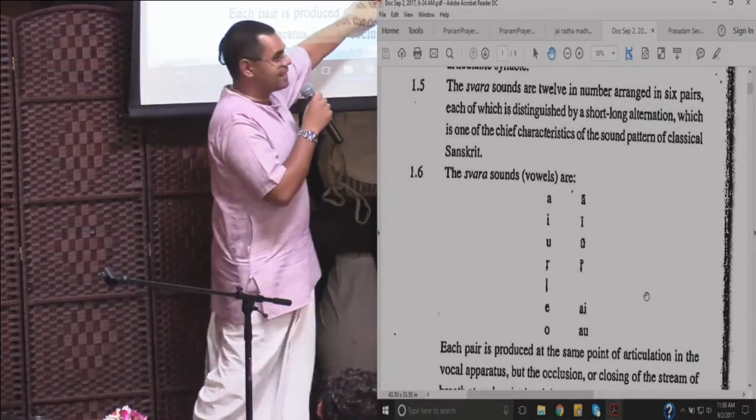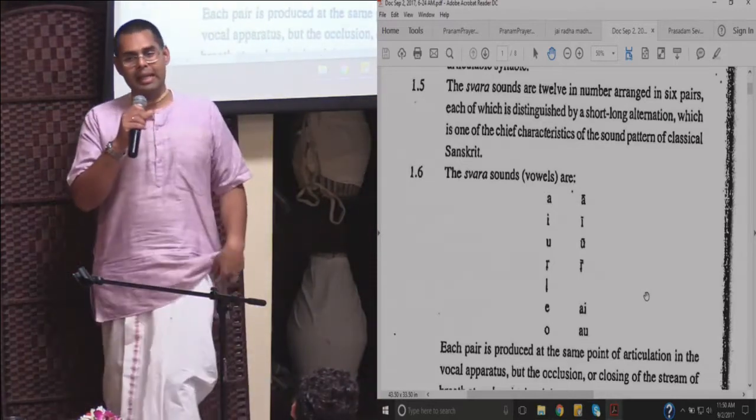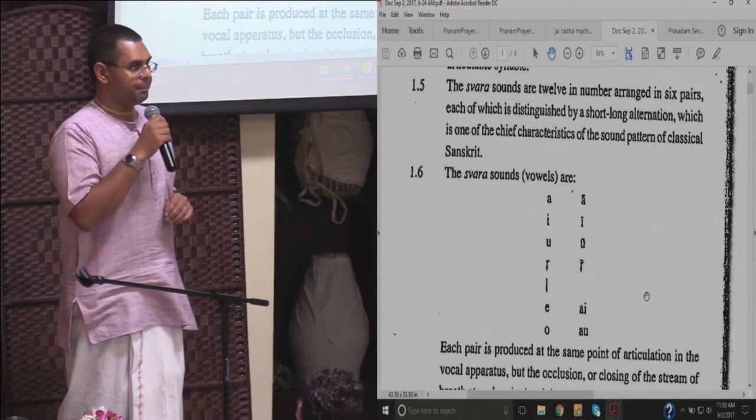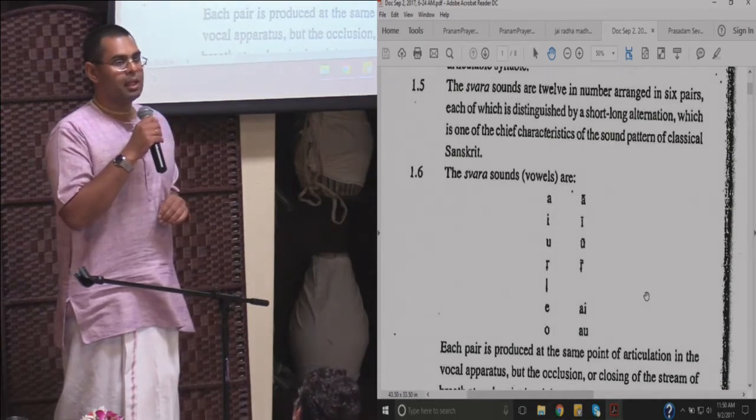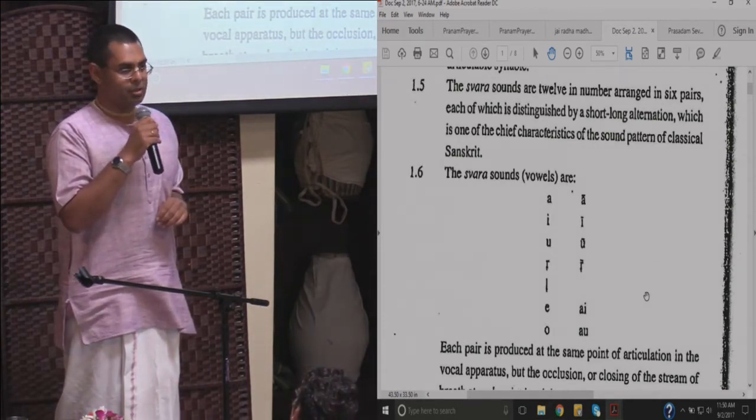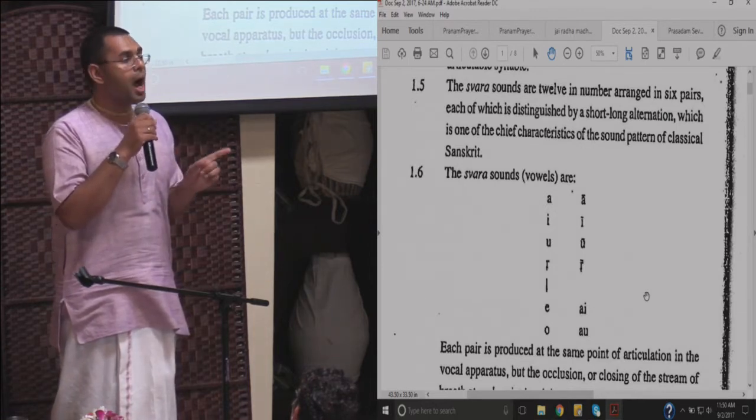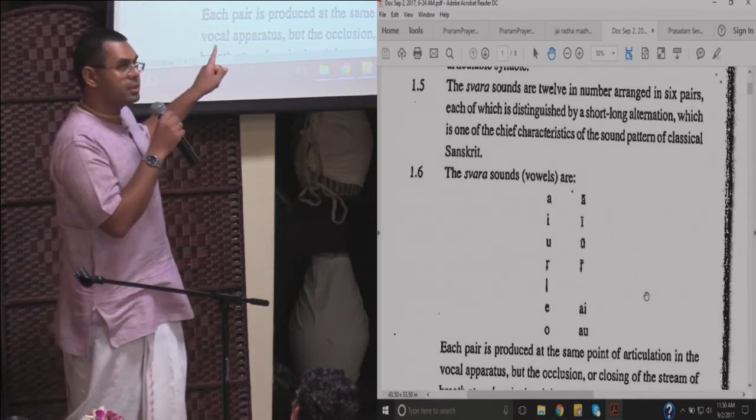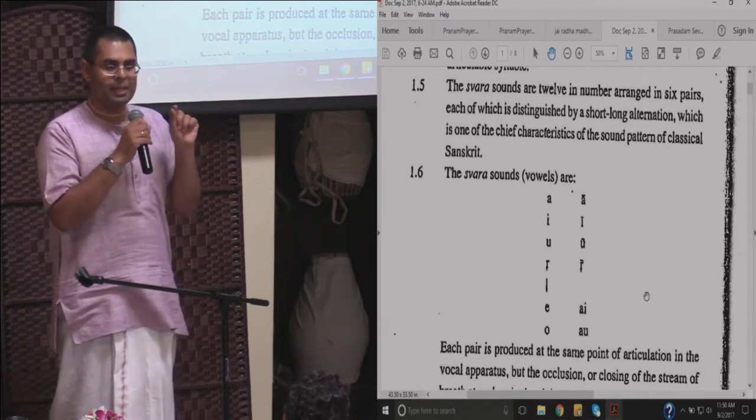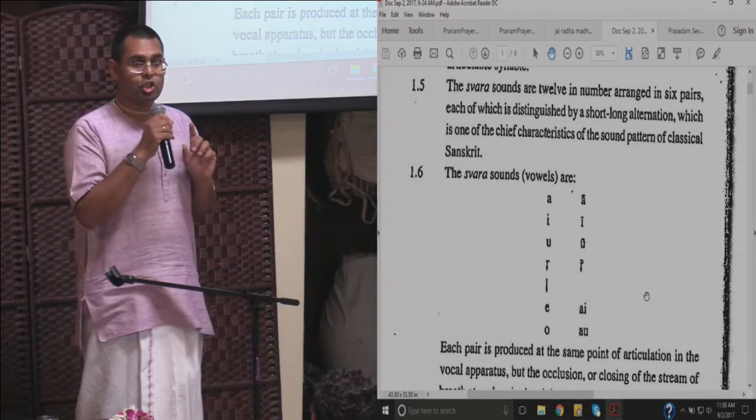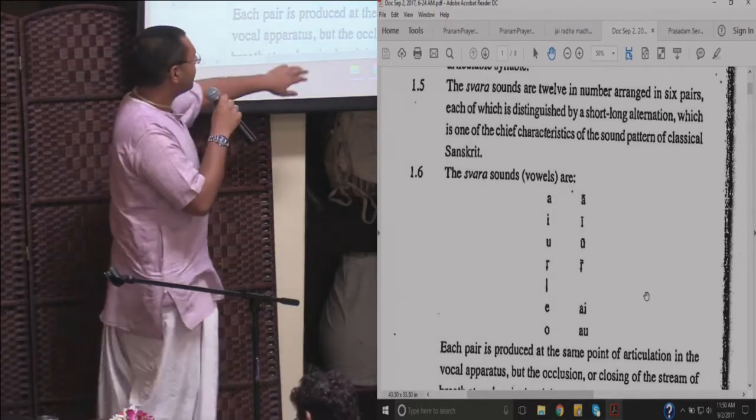The thing to remember here is that this I sound, sometimes Hindi speakers will pronounce it A, like Chaitanya, but in Sanskrit there's no A sound. It has to be an I sound. There's two letters, A and I. The reason it's written like that is because it's an I sound, okay?